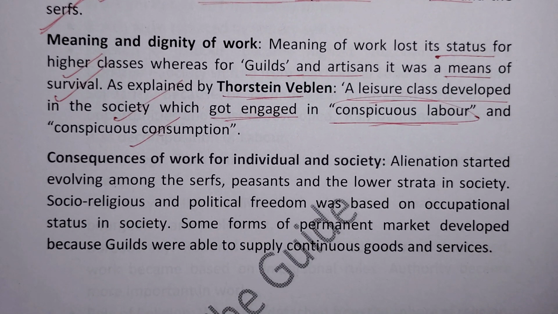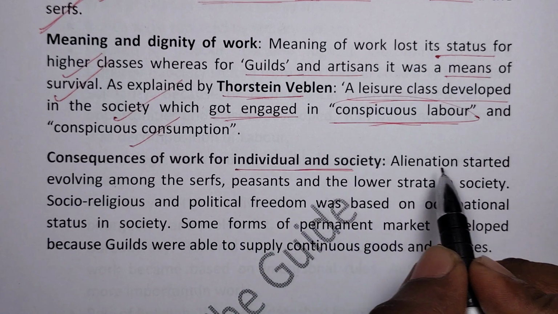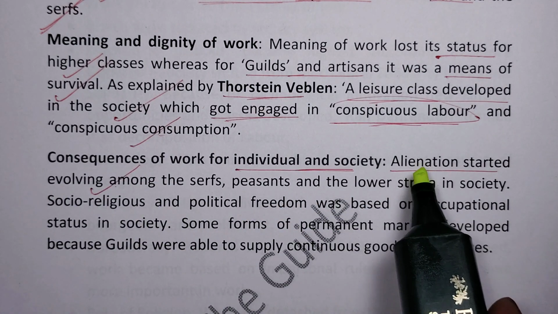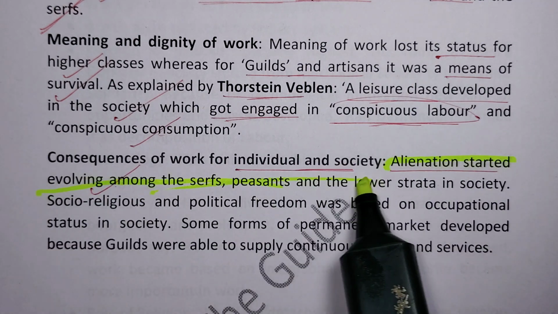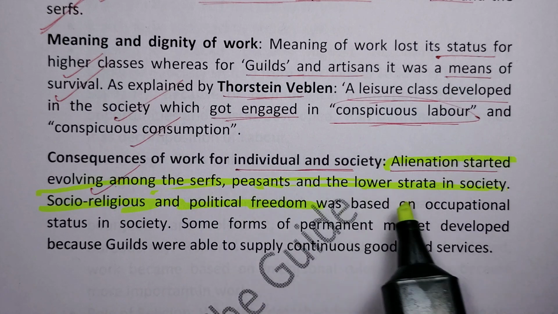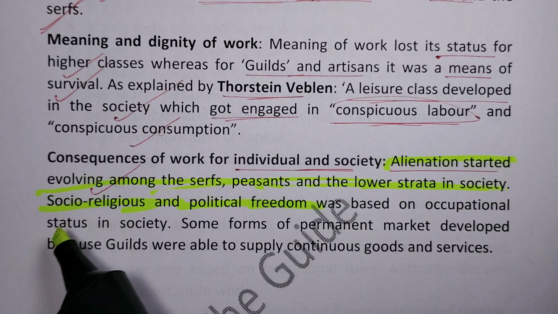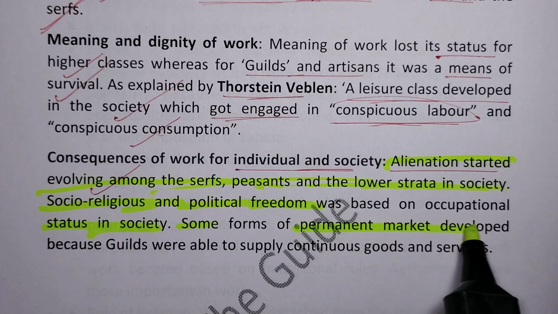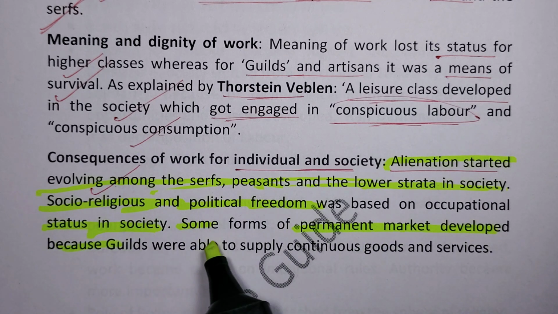Consequences of work for individual and society. Alienation started evolving among the serfs, peasants, and lower strata in society. Socio-religious and political freedom was based on occupational status in society. Some forms of permanent market developed because guilds were able to supply continuous goods and services.